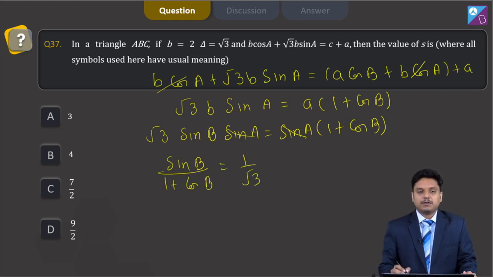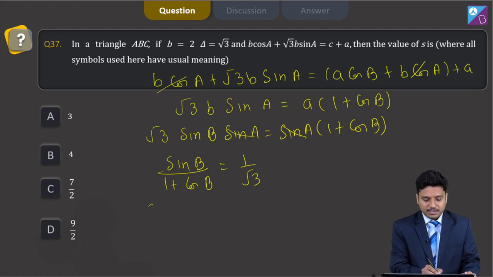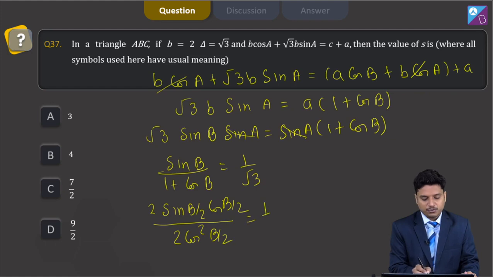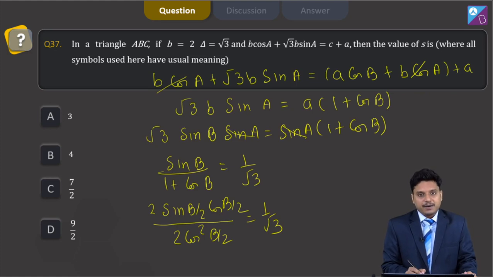So sin b upon 1 plus cos b, if we use the half angle formula, this sin b can be written as 2 sin b by 2 into cos b by 2, while 1 plus cos b can be written as 2 cos square b by 2. So here I am going with 2 sin b by 2 into cos b by 2, while the denominator will be simply 2 cos square b by 2, which is equal to 1 upon root 3. So what you are left with is tan b by 2 on the left hand side, and that is equal to 1 upon root 3.